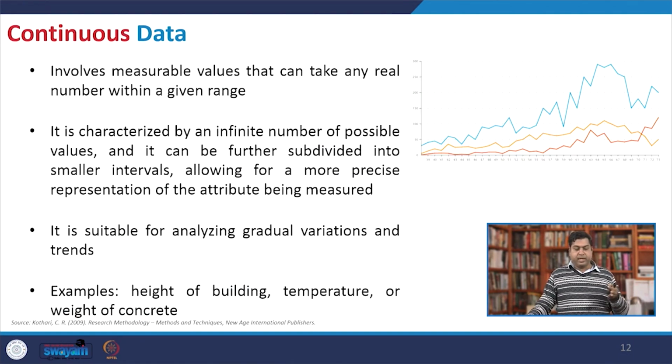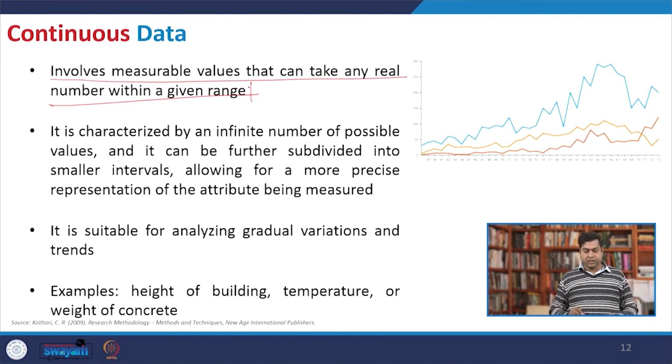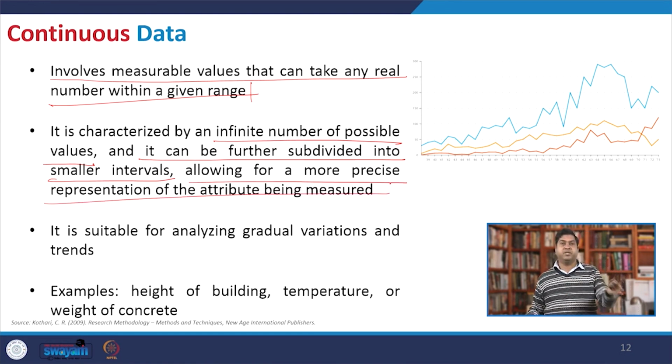In contrast to that, when you talk about continuous data, this particular type involves measurable values that can take any real number within a given range. It is characterized by an infinite number of possible values, and it can be further subdivided into smaller intervals, allowing for a more precise representation of any attribute to be measured.